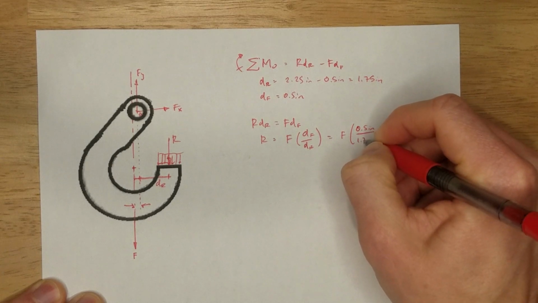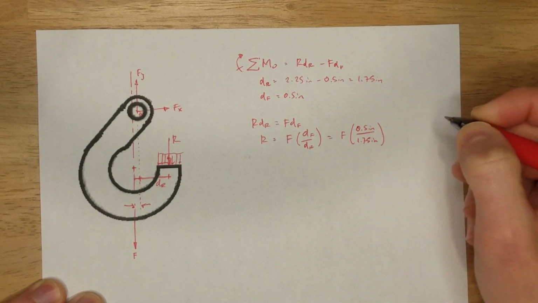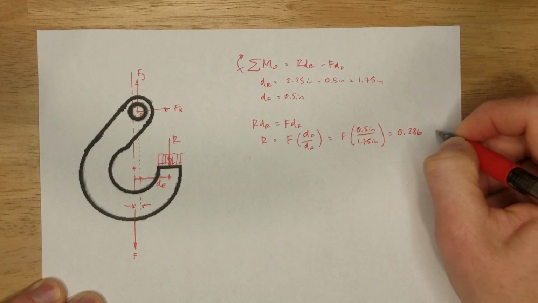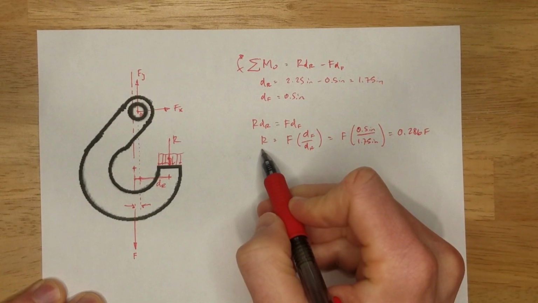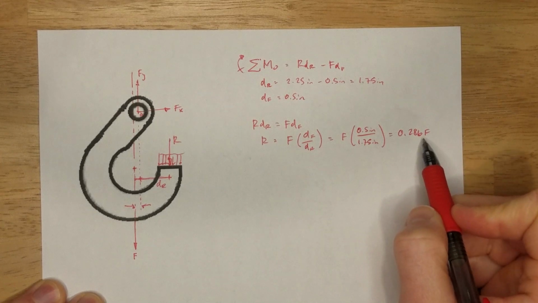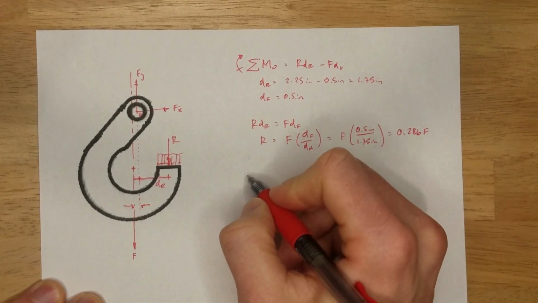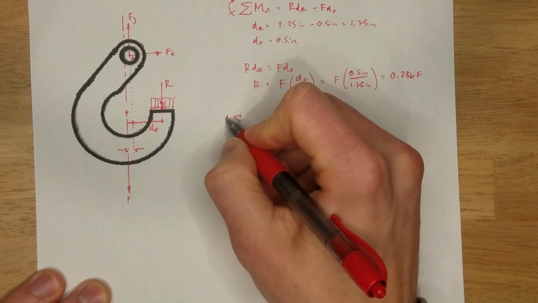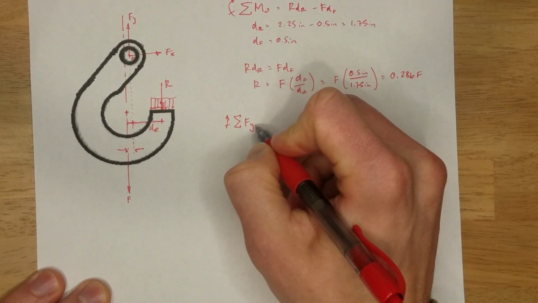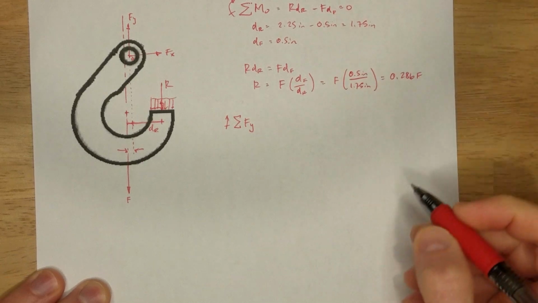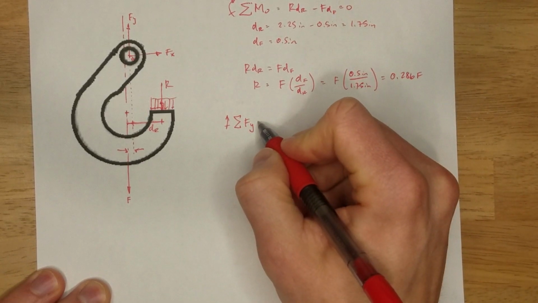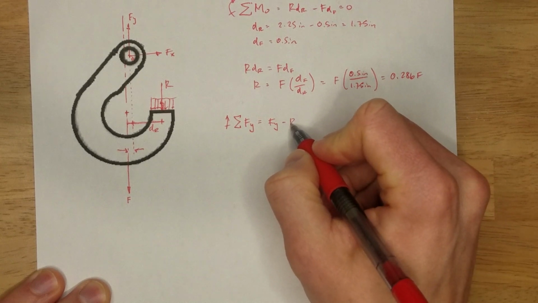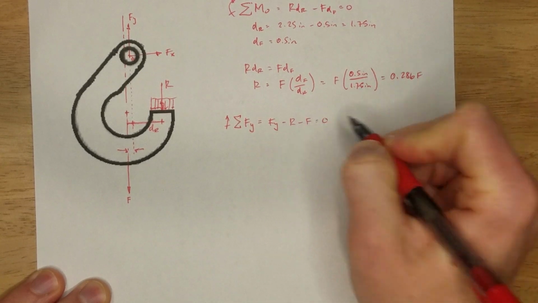0.5 inches over 1.75 inches equals 0.286 f. So r, in terms of f, is 0.286 f. Let's draw our second equilibrium equation. Sum of our forces equals 0. So forces in the y equals Fy positive minus r minus f equals 0.